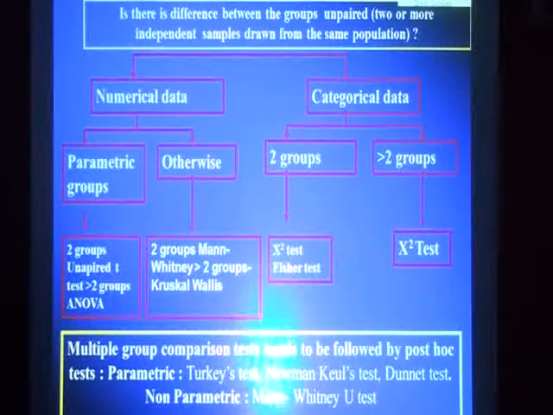If anything is showing positive in more than 2 groups, then you do post hoc analysis. These are certain tests for post hoc analysis to find out which group out of the multiple groups is showing significance. If it is numerical data, non-parametric data, then if it is 2 groups, Mann-Whitney, and more than 2 groups, Kruskal-Wallis. Again, the same thing, the post hoc analysis. If it is categorical data, not numerical data, then 2 groups or more than 2 groups, chi-square or Fisher test. Just try to understand the basic principles. If you have understood this table, how to go about further, your half job is done.